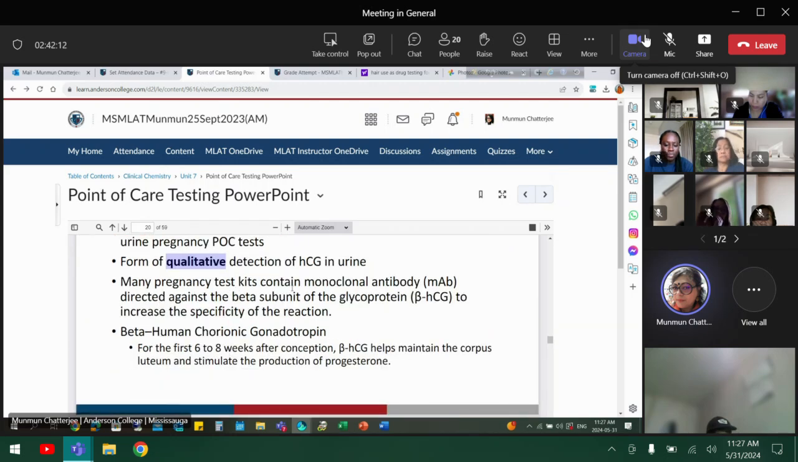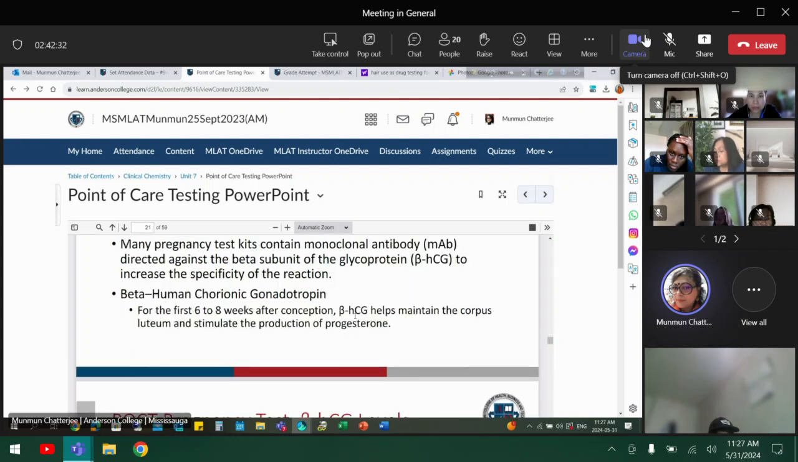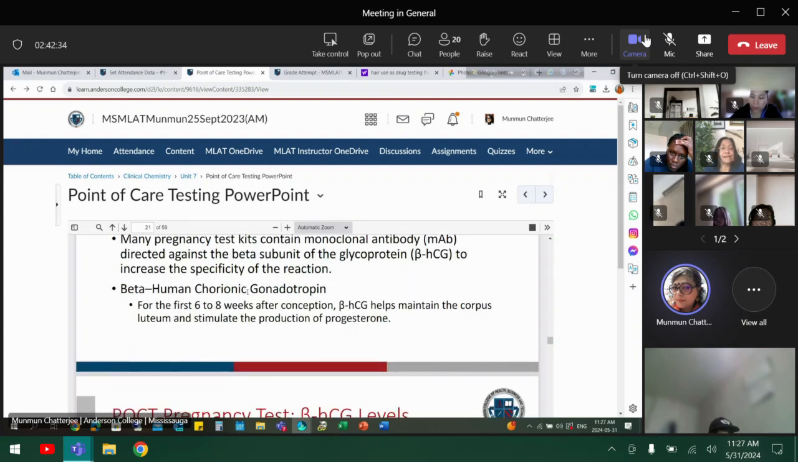Many pregnancy test kits contain monoclonal antibody, MAB, directed against the beta subunit of the glycoprotein of the HCG. This is going to be the antigen, which is going to be attached with the monoclonal antibody, which researchers have made to increase the specificity of the reaction. So beta human chorionic gonadotropin. This is the pregnancy hormone.